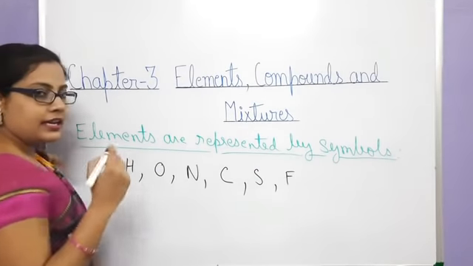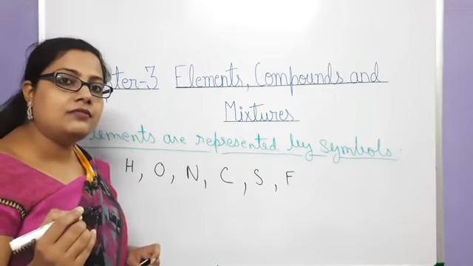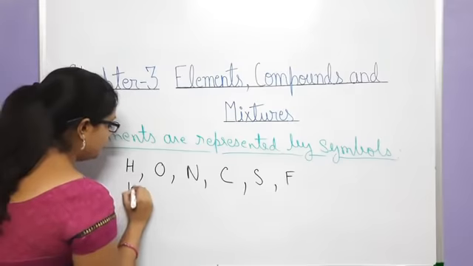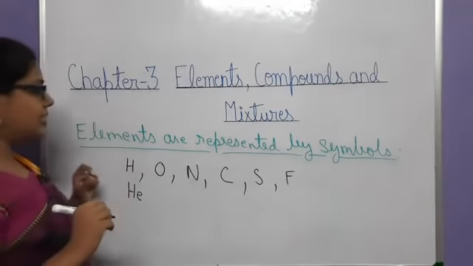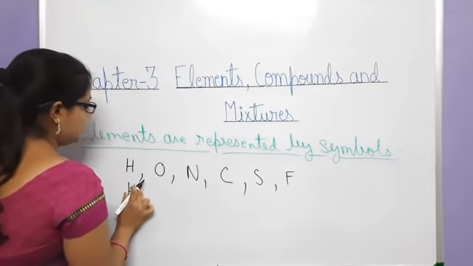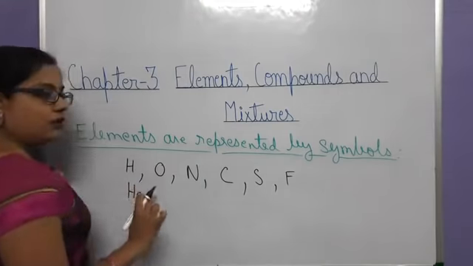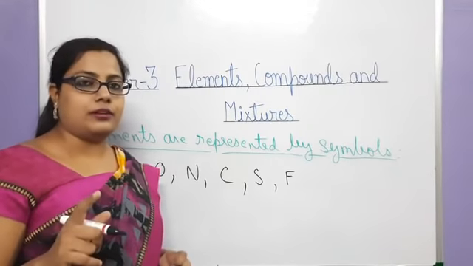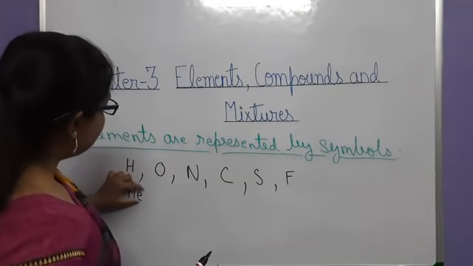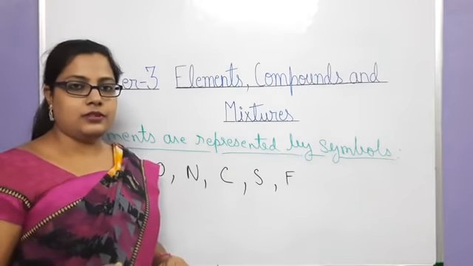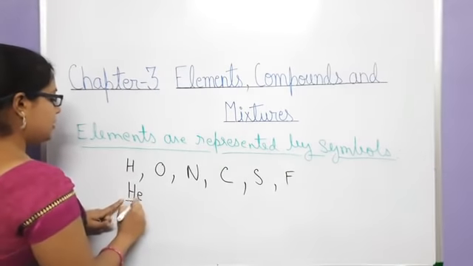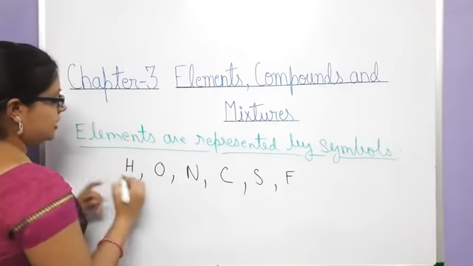For example, helium. The name of helium also starts with the same letter, H. So, in order to distinguish it from hydrogen, the symbol of helium is He. Remember that in a two-lettered symbol, the first letter will always be a capital and the second letter will always be small. Both of them will not be capital.